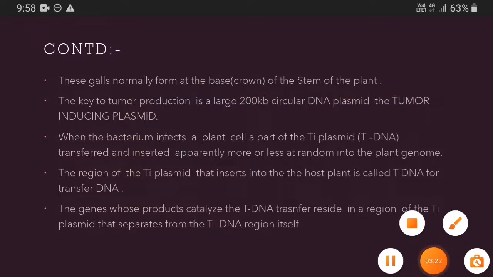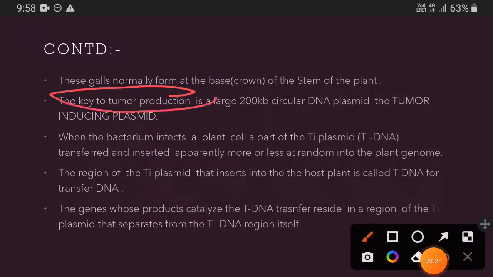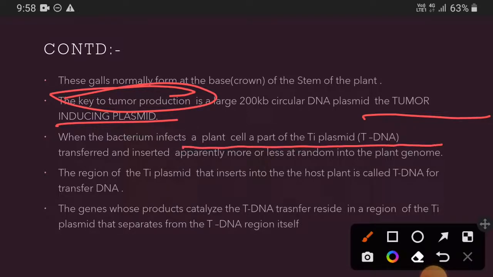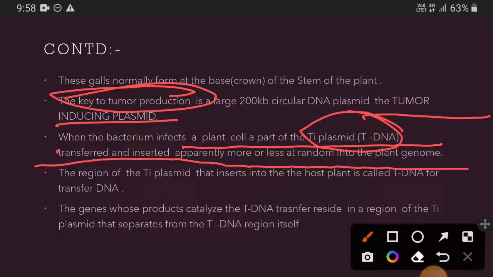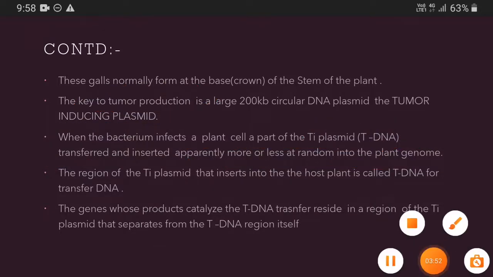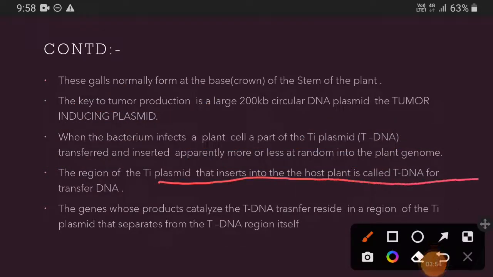Okay, so the key to tumor production is the plasmid that is present inside Agrobacterium tumefaciens, that is the tumor inducing plasmid, or in short Ti plasmid. When the bacterium infects a plant cell, a part of the Ti plasmid, that is tDNA, which is harmful for the plant, is transferred and inserted, apparently more or less randomly, into the plant genome. The region of the Ti plasmid that inserts into the host plant is called tDNA or transfer DNA.